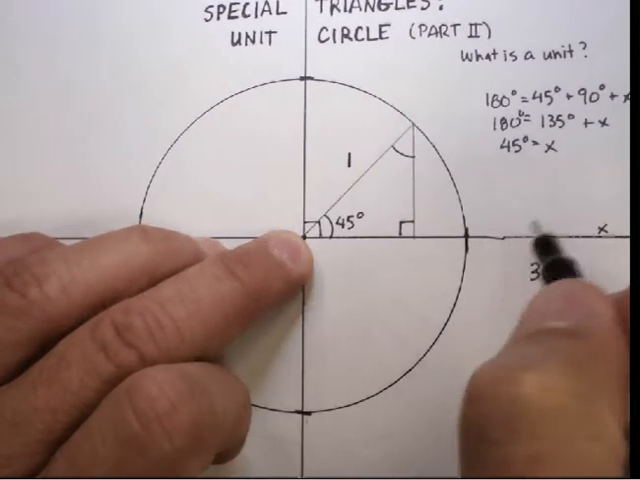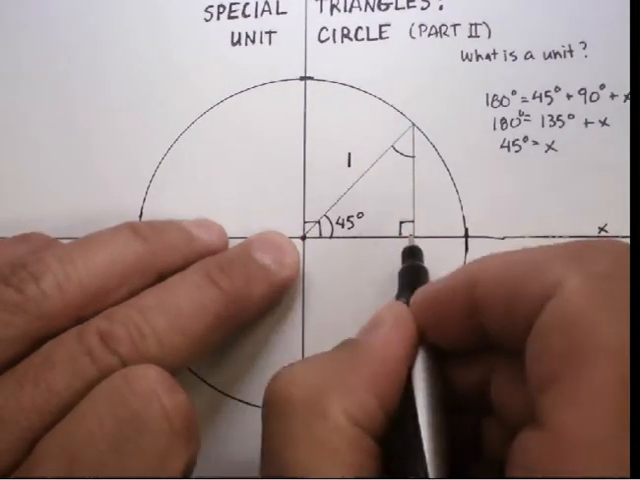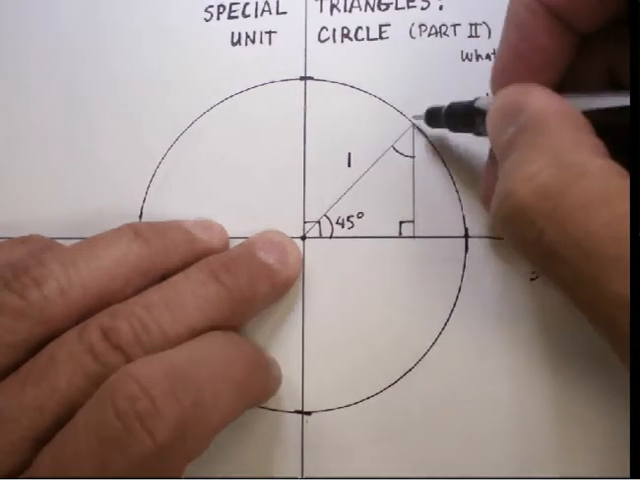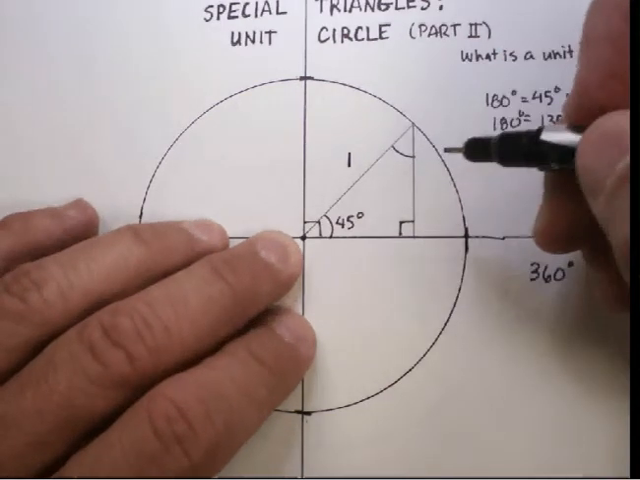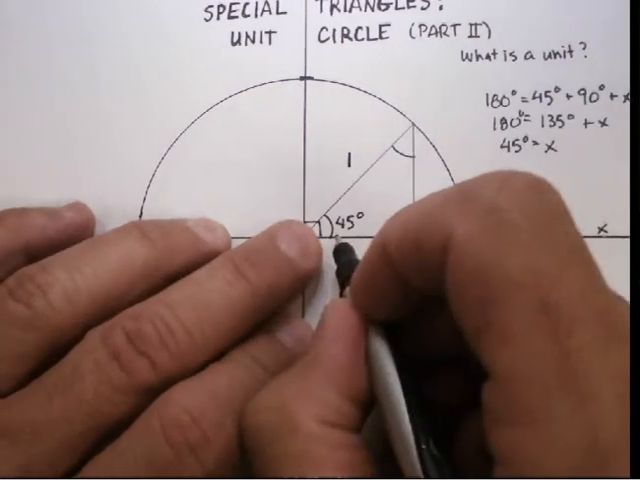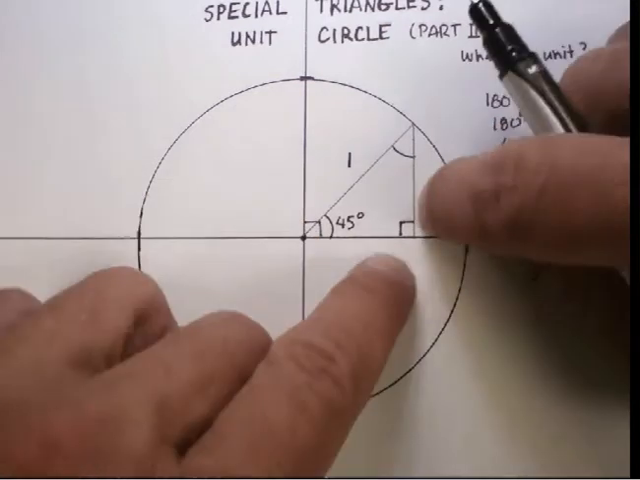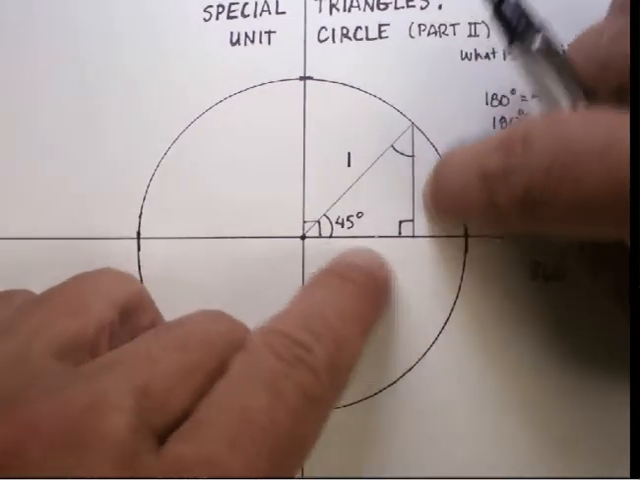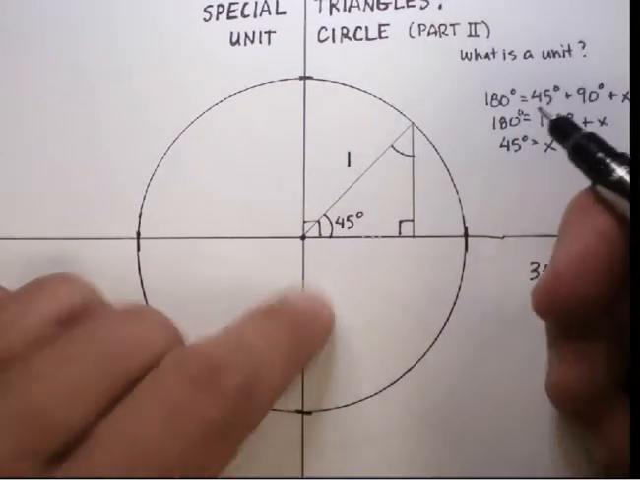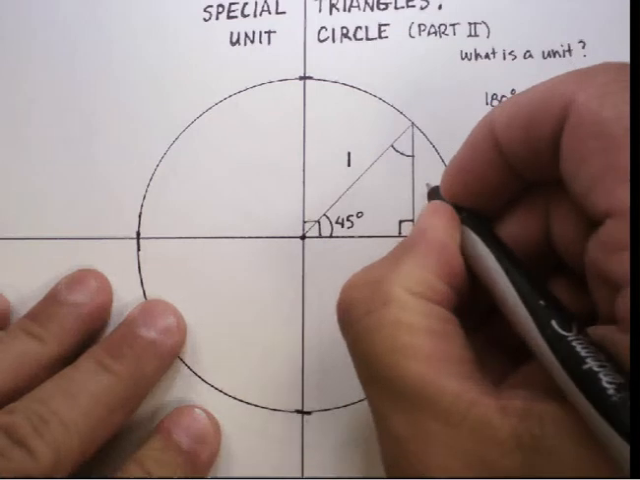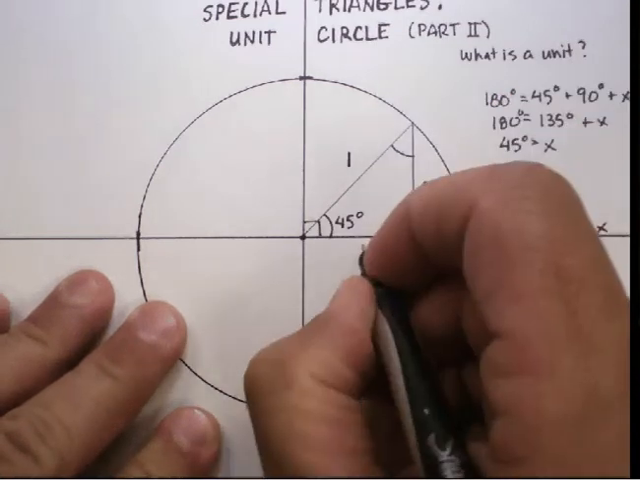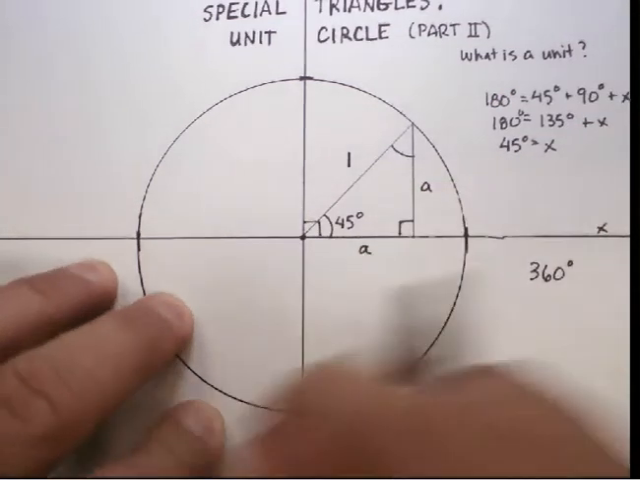We also happen to know that this distance and this distance are exactly the same. And that makes some sense, wouldn't it? Because if this is 45 degrees and this is 45 degrees, it stands to reason that both of these sides would be the exact same distance as well. All right, so we're just going to call that side A and that side A as well.